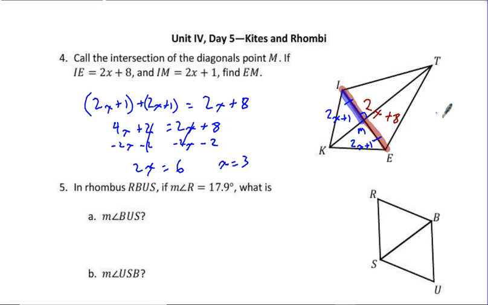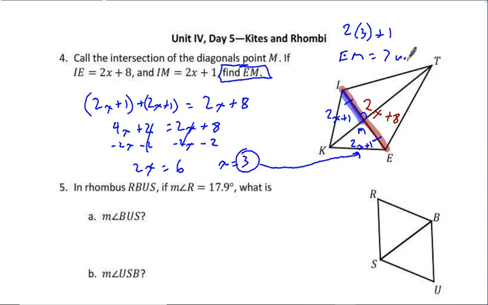Again, we haven't solved or answered the question yet because they want us to find the distance between point E and M. So we'll take that x value of 3 and substitute it in for x into the expression and have 2 times 3 plus 1, or the distance between point E and M is 7 units.